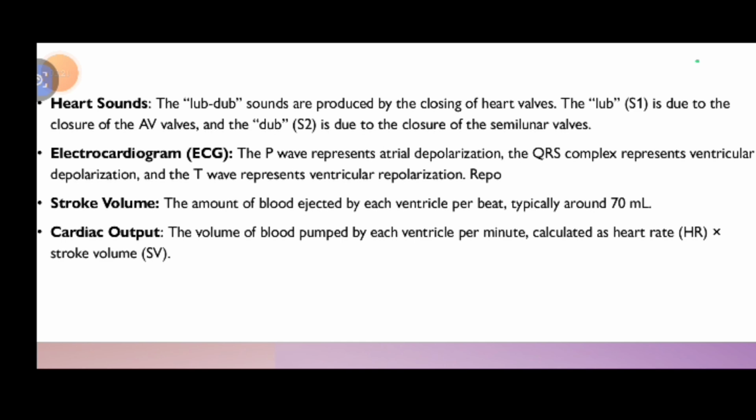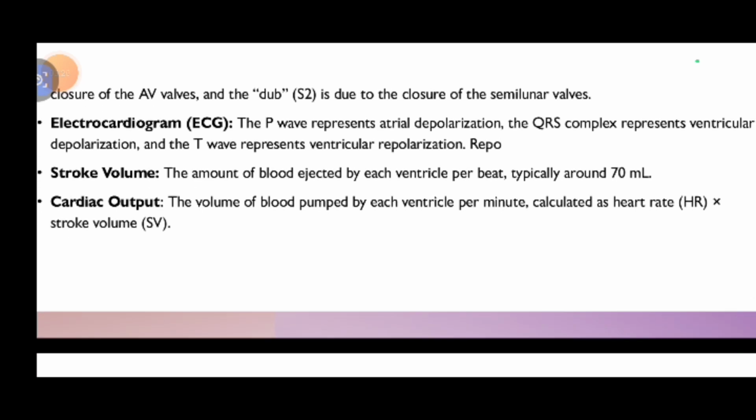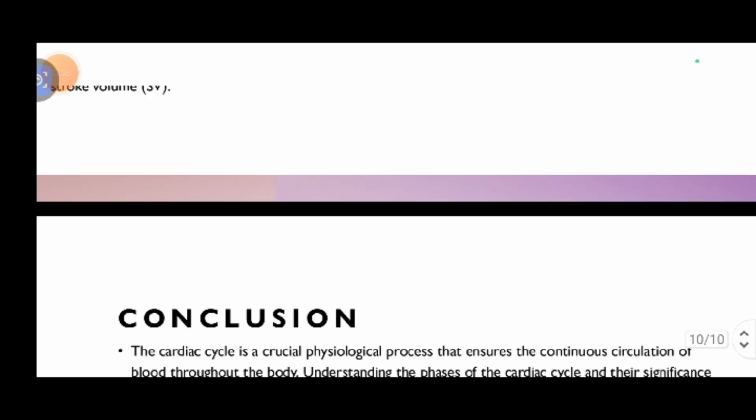Stroke volume: the volume of blood ejected by each ventricle per beat, typically around 70 ml. Cardiac output: the volume of blood pumped by each ventricle per minute, calculated as heart rate (HR) times stroke volume (SV).